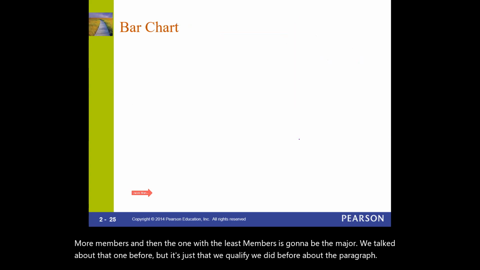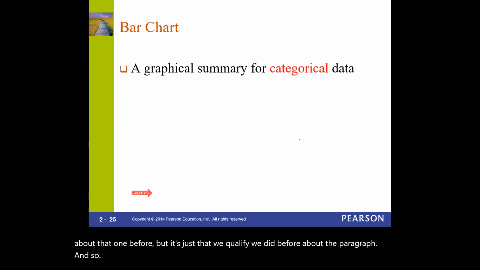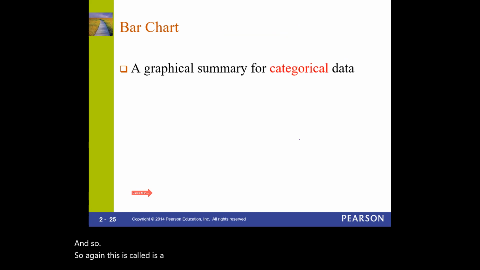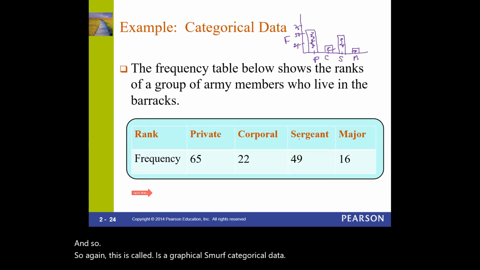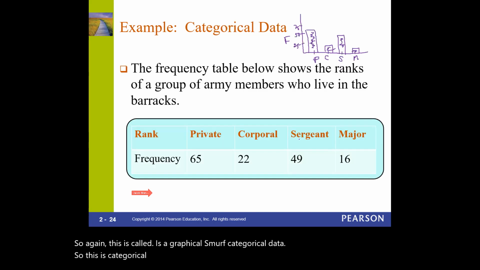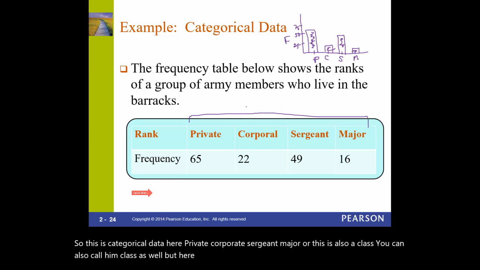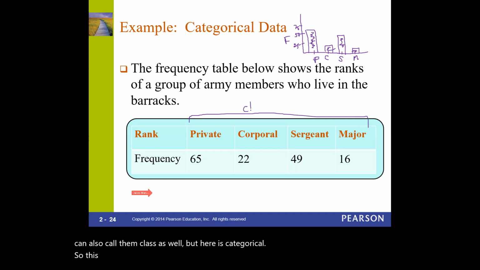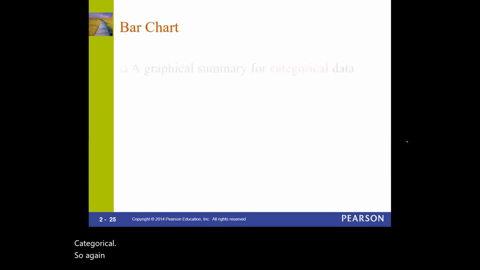Okay, and so again, this is a graphical summary of categorical data. So this is categorical data here: private, corporal, sergeant, major. Or this is also a class. You can also call them classes as well, but here it is categorical. So this type of class is categorical. Okay. So again, definitions you can read on your own.